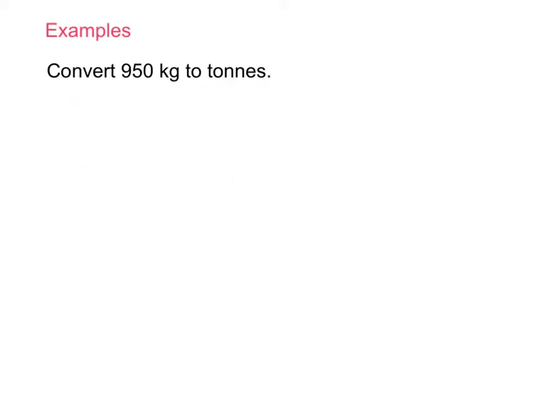Our next example, it says convert 950 kilograms to tons. First step, I'm not going to write the 1, 2, 3 next to it. You should be able to get this. 950 kilograms. We then need to convert it to tons. A kilogram is a smaller unit than a ton. So this time we need to divide.